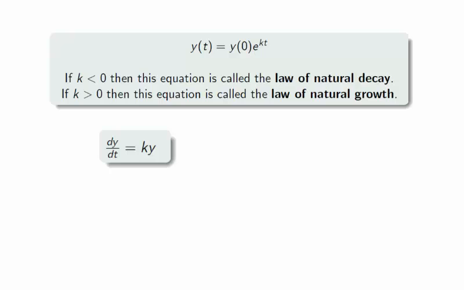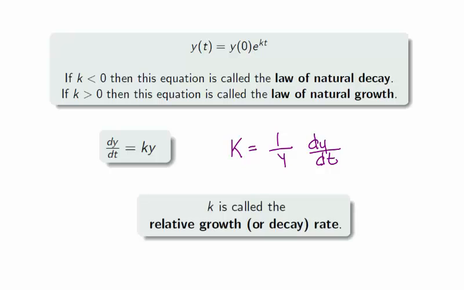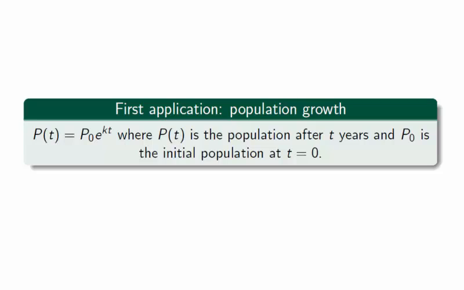Solving for k in the equation dy/dt equal to ky, we have that k is equal to 1 over y times dy/dt. The constant k is called the relative growth or decay rate. In practice, it is thought of as a unitless ratio, and it can be expressed as a percentage by multiplying it by 100. We will now discuss some plausible scenarios where the rate of change of y relative to y is fixed. Our first application is population growth.